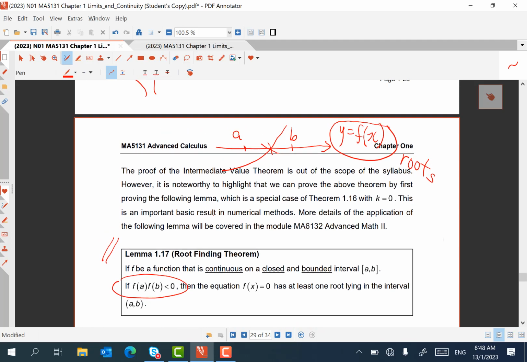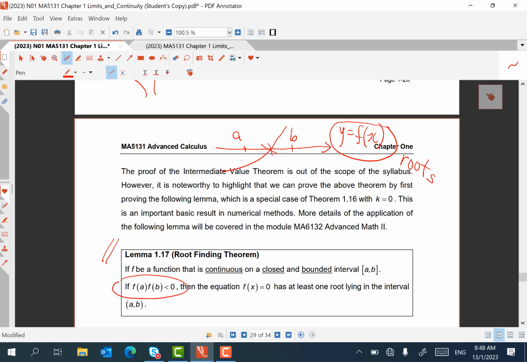Like in this diagram I show here, right? F of A is obviously negative, F of B is positive. When that happens, you can be sure of the existence of a root that is between A and B. You will have a root that lies between A and B. This is what this so-called root finding theorem is all about.